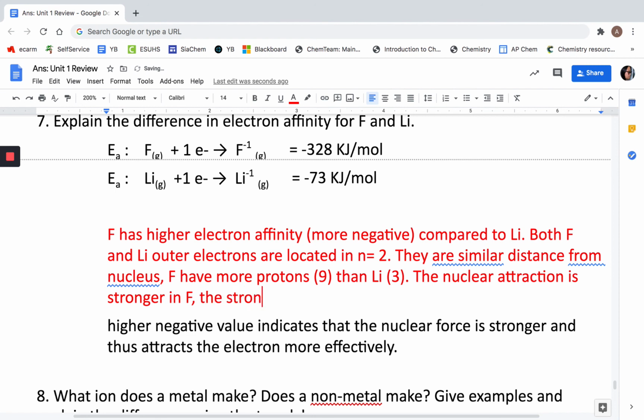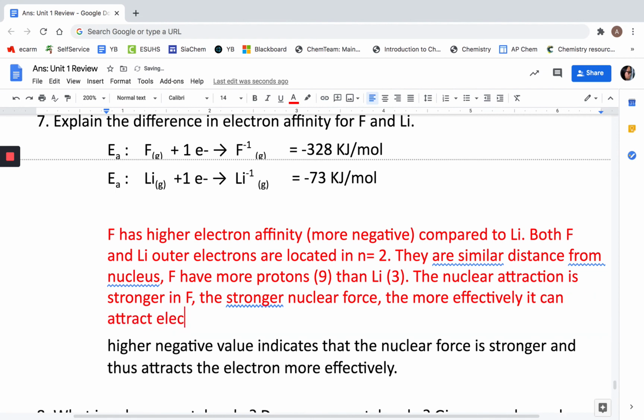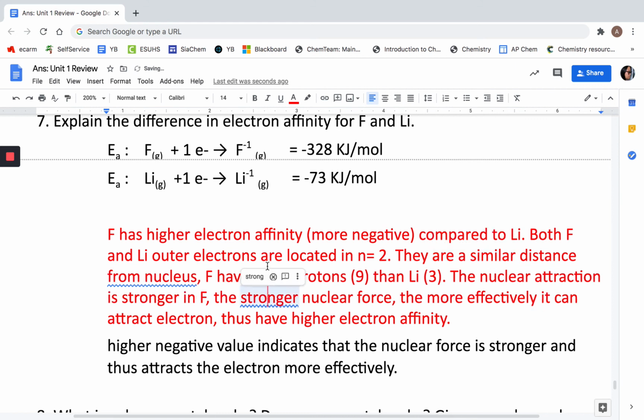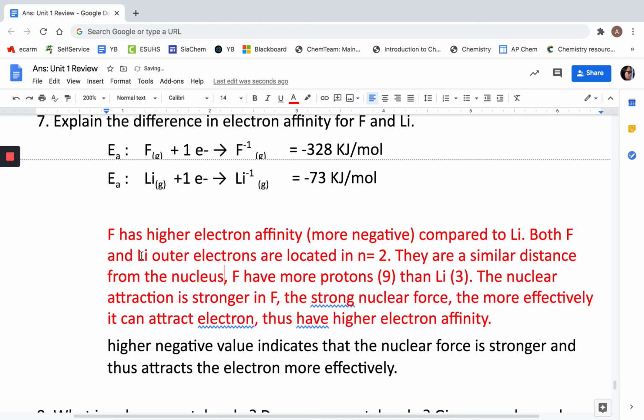The stronger nuclear force, the more effectively it can attract electron, thus has higher electron affinity. Okay, something along the line of this, and I'm just gonna say that basically.